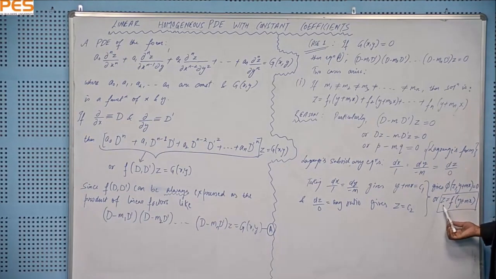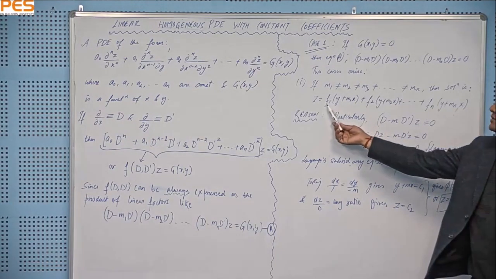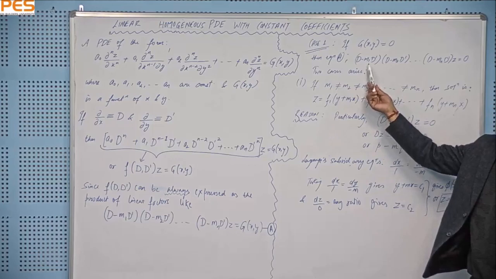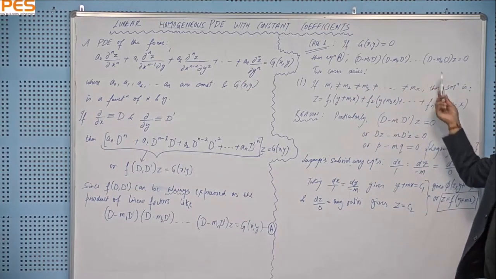So the solution is of the form z equals f(y plus mx), and that's why, see here, the first solution corresponding to the m1 root is f1(y plus m1x). Corresponding to this one, I will get this. Corresponding to this one, I will get this.